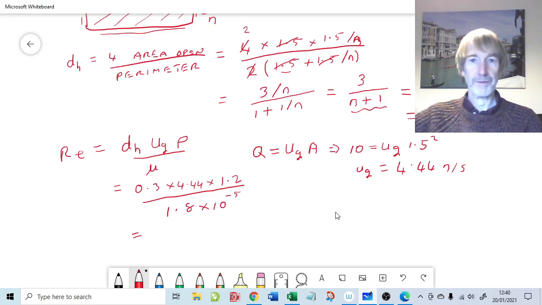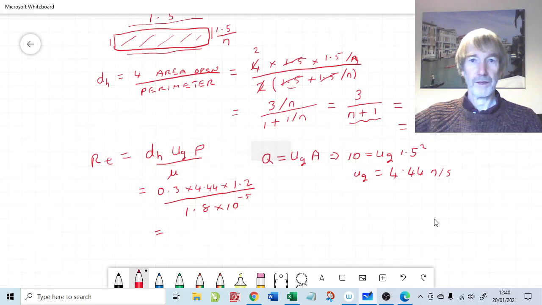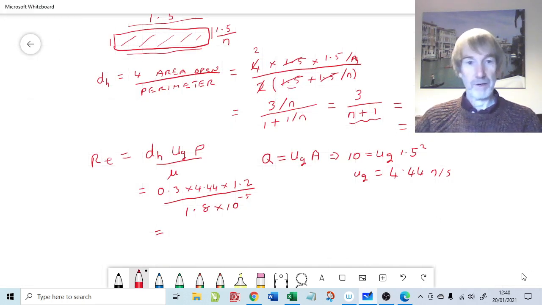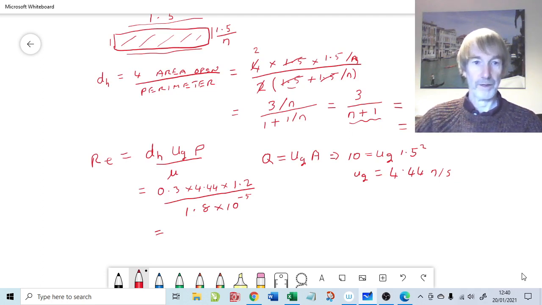Now, to do that, we're going to need to decide on our Reynolds number threshold. And if we say that the Reynolds number threshold is, let's say, totally arbitrary, 2,300. Okay, we know our equation for hydraulic diameter is this. It's got n in it, which is what we want because we're changing the number of trays.